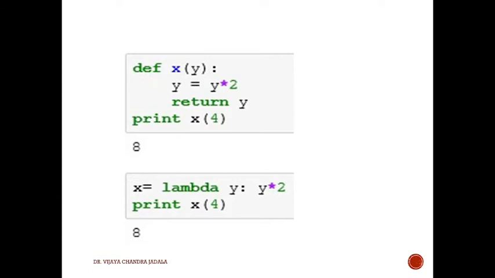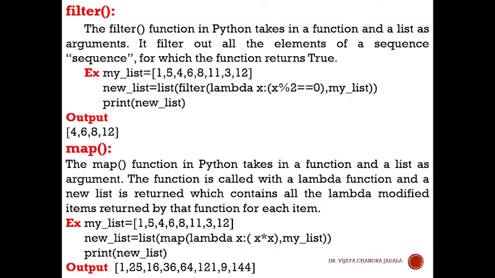Two more examples are given here. Definition: def x(y): y = y * 2, return y. x(4) into 2 is 8, the output will be 8. Next is x = lambda y: y * 2, print x(4) into 2 equals 8. Next comes the filters.